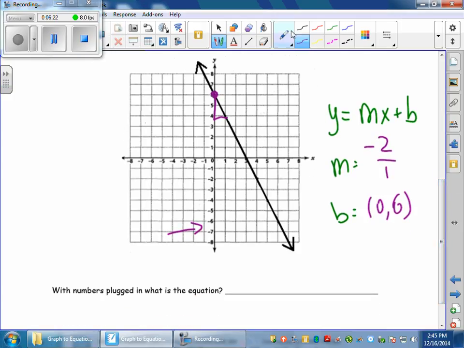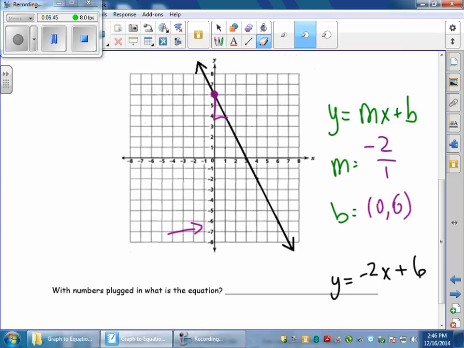So now with everything all plugged in, it's going to say y is equal to, my m, I said was negative 2 over 1. It needs to have the x attached to it because it's a slope, and then just plus 6. And then just like last time, you do not need to write the negative 2 over 1. And on the state test, a multiple choice would just say y is equal to negative 2x plus 6.